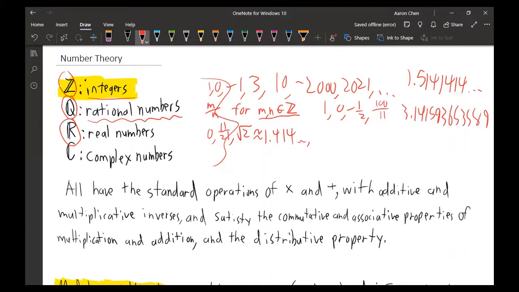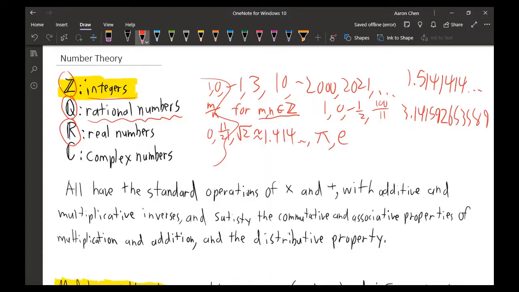If you couldn't tell, the numbers I was writing here are the first couple of digits of pi. And another famous irrational number would be e.